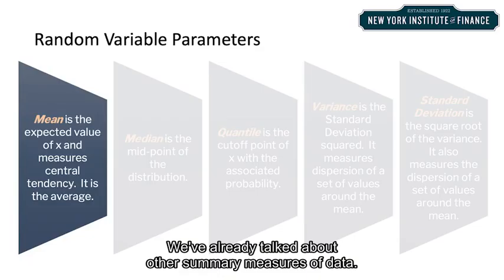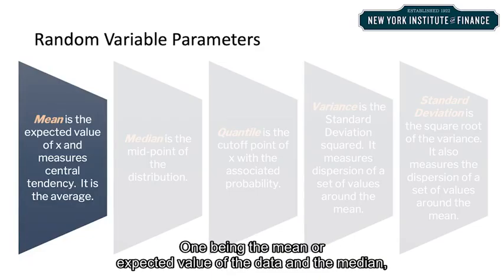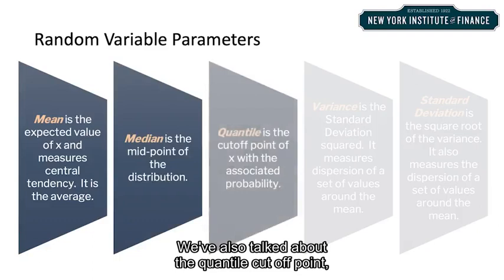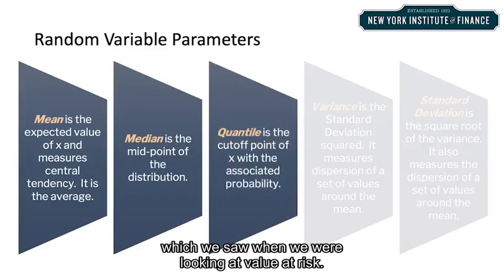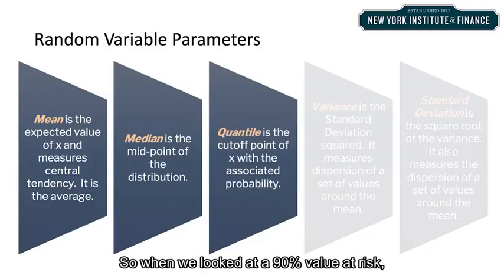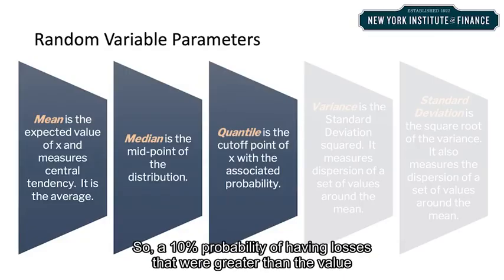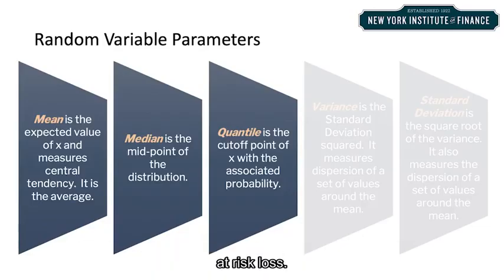We've already talked about other summary measures of data, one being the mean or expected value of the data, and the median, which is the midpoint of the distribution. We've also talked about the quantile or cutoff point, which we saw when we were looking at value at risk. So when we looked at a 90% value at risk, we were looking at a quantile of 10%, or 1 minus 90%. So a 10% probability of having losses that were greater than the value at risk loss.